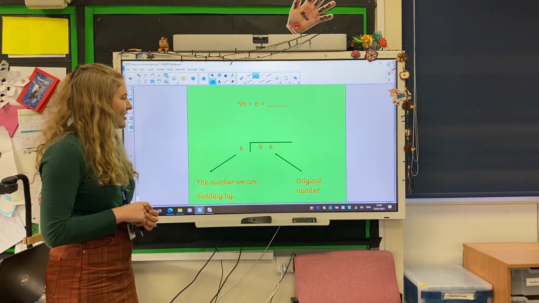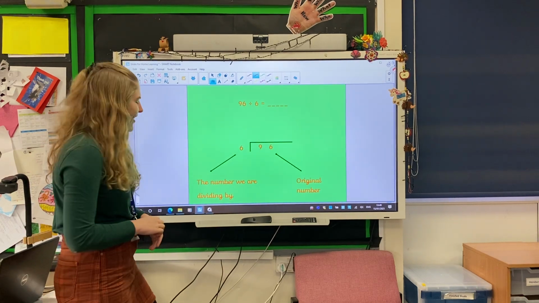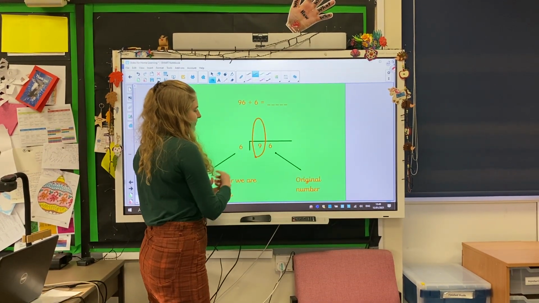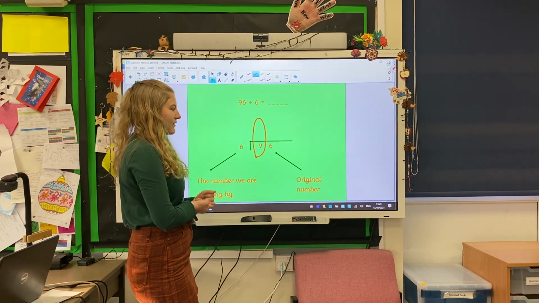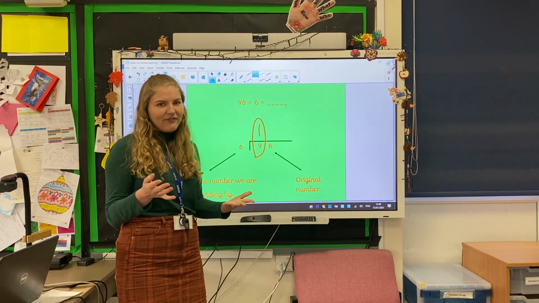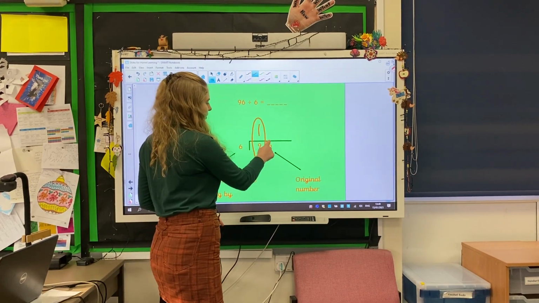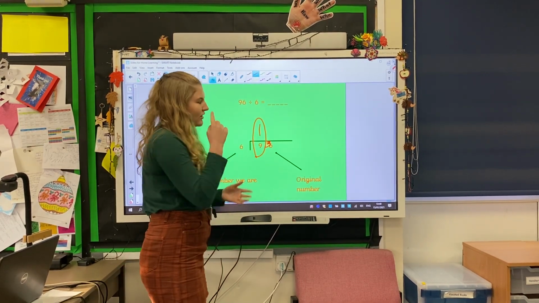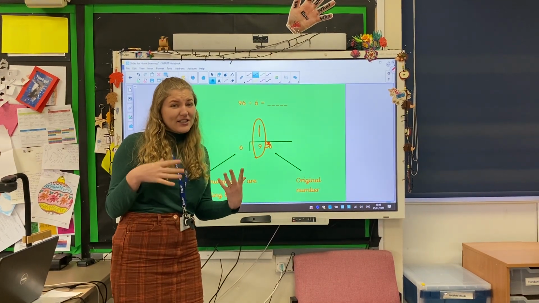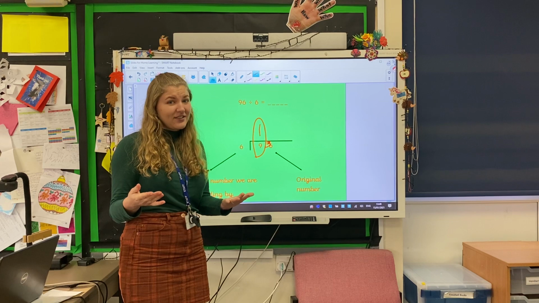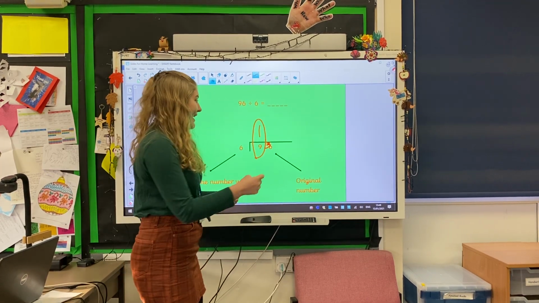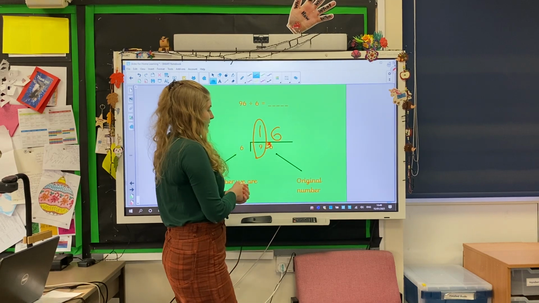Now we did try this one earlier in the week, but let's try it again. So how many times does 6 go into 9? Have a think. Okay, so it goes in 1 time. And how many do you have left over? 3. And then thinking about your 6 times tables, how many times does 6 go into 36? Count up in your head if you need to. Okay, it goes in 6 times.